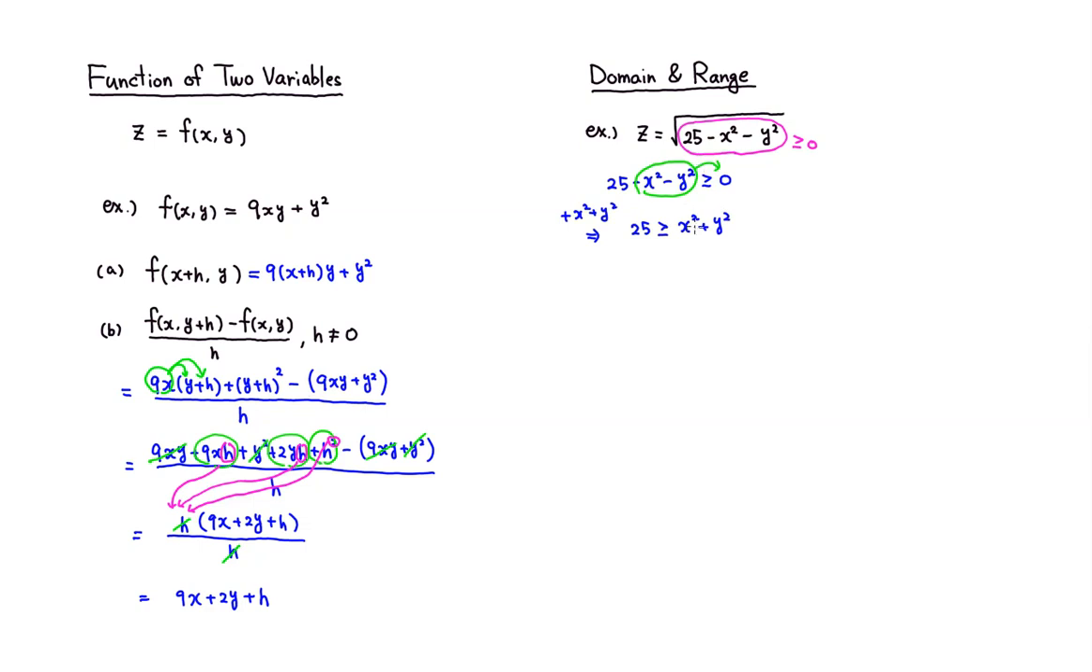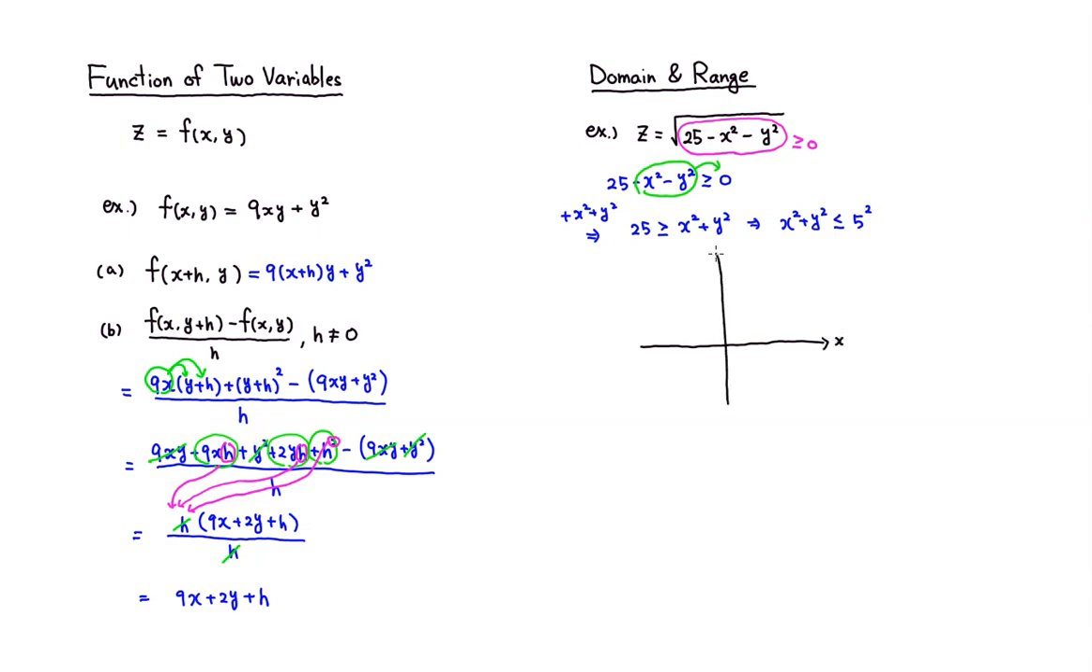Actually, I like to rewrite it in a different way. I would like to have x squared plus y squared on the left, so it's going to be less than or equal to 25, which is 5 squared. If you pretend that this is equality, we know x squared plus y squared is equal to 5 squared. That's the equation of a circle.